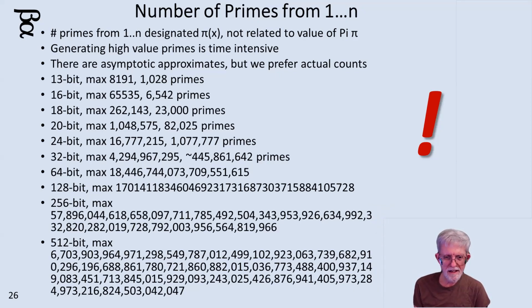And you can see that if I want, let's say, a 24-bit number, the maximum value is 16,777,215, of which 1,077,777 of those are primes. If I have 24 bits, I need over a million individual values.